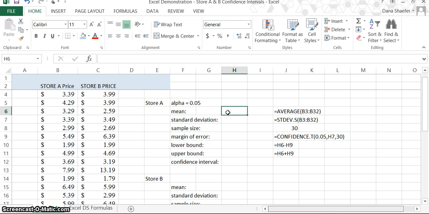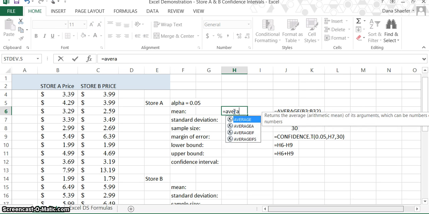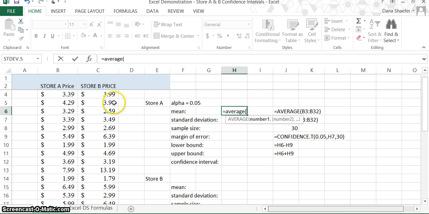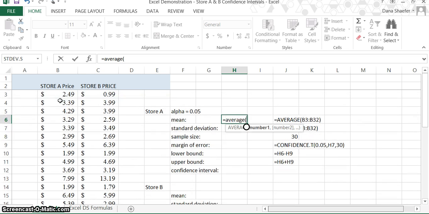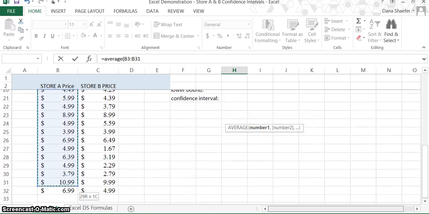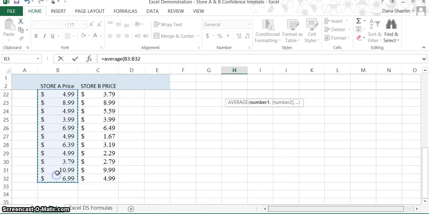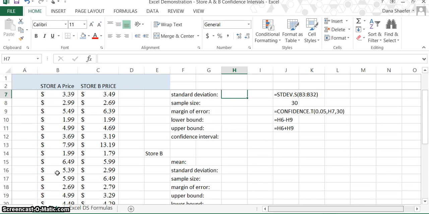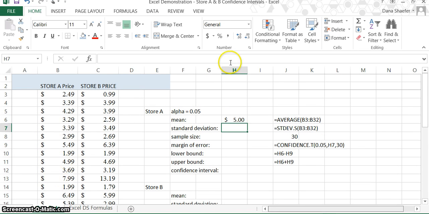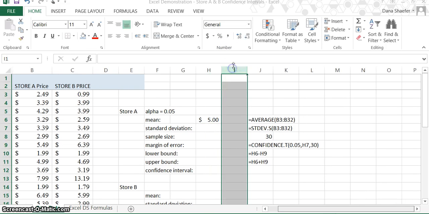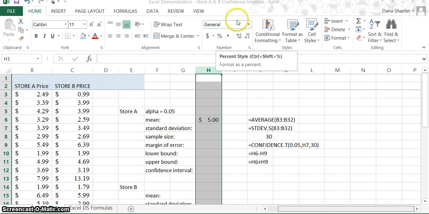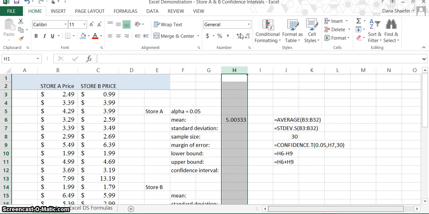So the first thing that I need is I need the mean. And so I put the command over here to the right just in case you forgot. So I'm going to say equals average parenthesis. I'm going over to my store A and I'm going to grab the prices all the way down. Enter. I'm going to make this whole column general as far as the formatting is concerned. So I'm not going to use the dollars. I'm going to use the general so that it can carry all of those decimal places.